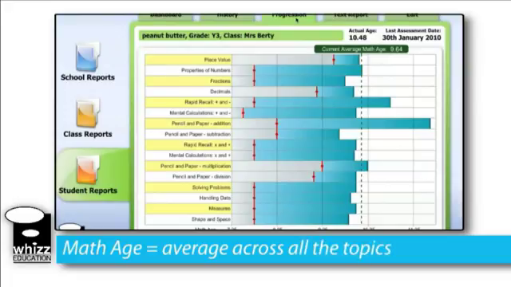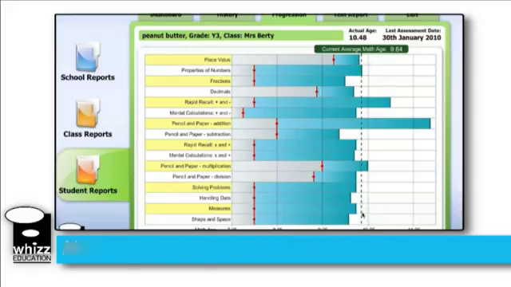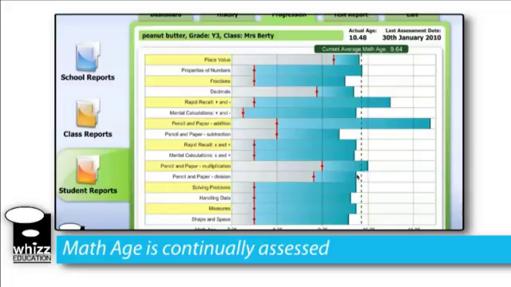As we can see here, the dotted line here is showing Peanut Butter's overall MathStage, but as you can see, the individual topics might be higher or lower than that. The important part about MathWhiz is that this is continually assessed as they receive their tutoring. So we can see with Peanut Butter, when he did the assessment, which is where those little vertical red lines are, he has since moved on quite considerably.